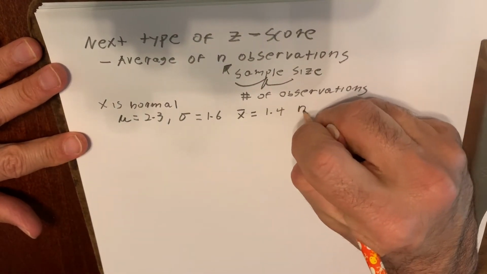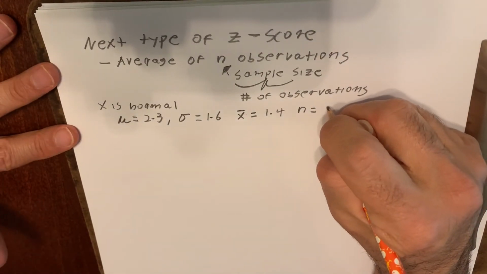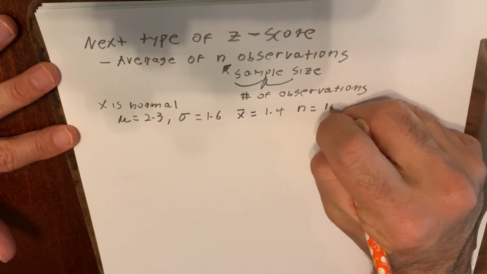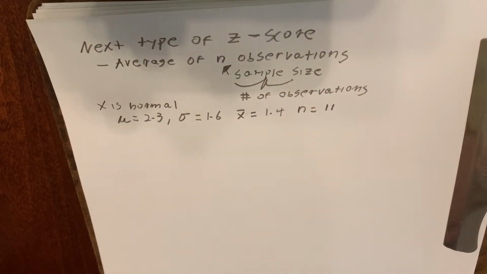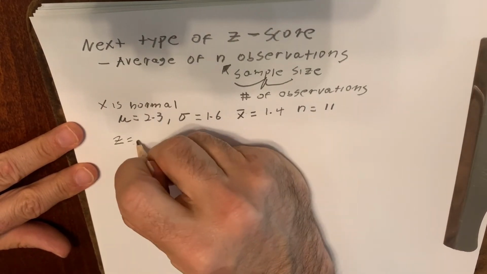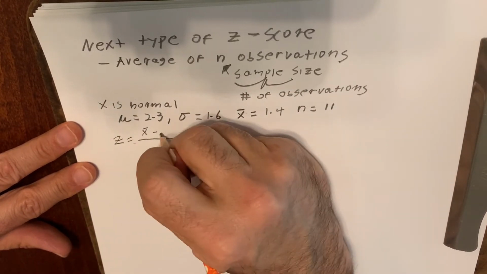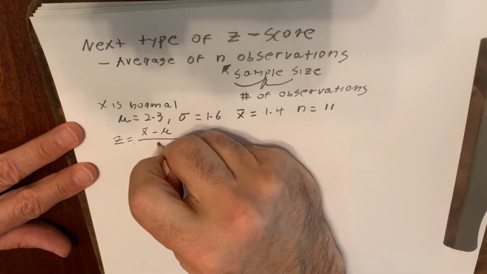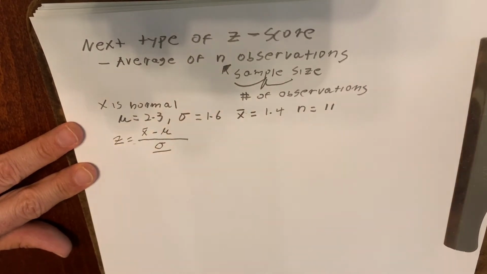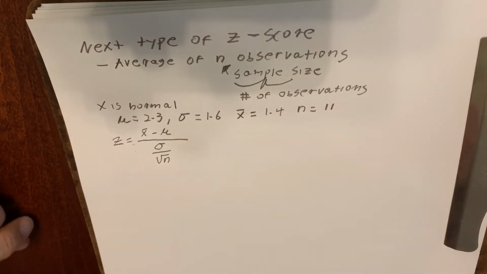Now you're going to need the sample size. It must be given in the problem. So let's just say this was based on 11 observations. So now to get this z-score, we actually have a completely different formula. Here, the z-score formula is equal to x bar, the sample mean, minus mu, the population mean, divided by the population standard deviation divided by the square root of the sample size.